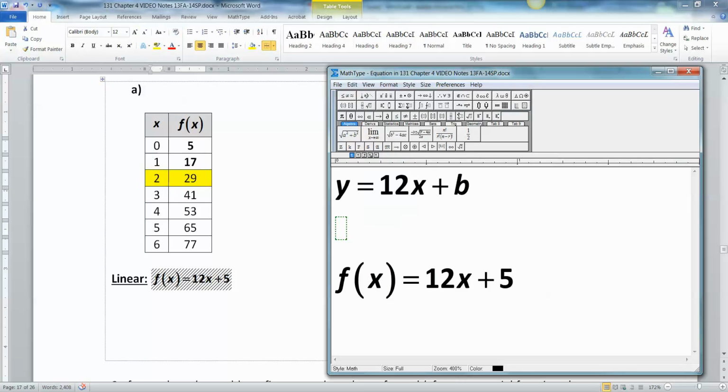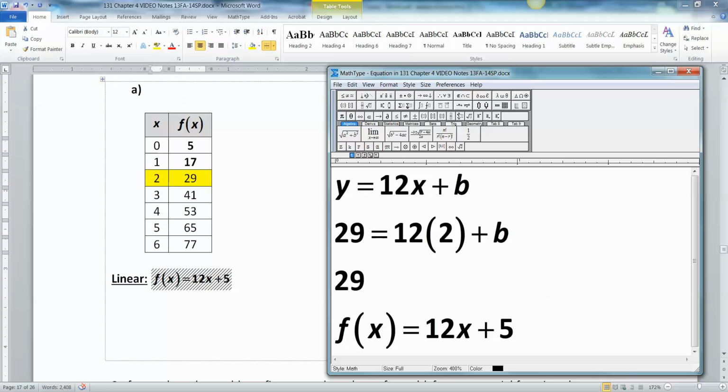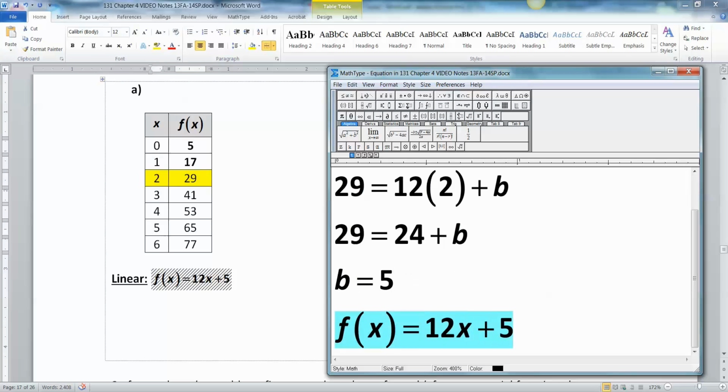So you could say 29 equals 12 times 2 plus b. That would be 29 equals 24 plus b. Subtract 24 from both sides, and you'll have that b is equal to 5. And therefore, f of x, or y if you like, you can just say y. But f of x is equal to 12x plus 5.